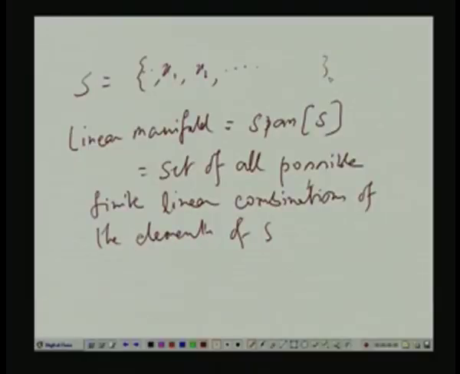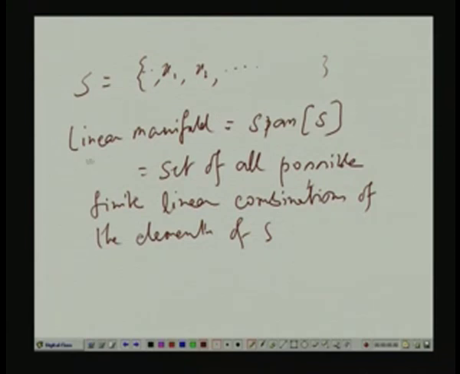finite linear combinations. If you take one element of the linear manifold, which is some linear combination of these elements, and take another element of this linear manifold, which is again another linear combination of the elements of S, and then add the two, the resulting thing also is a linear combination, some new linear combination of the elements of S. So, it also belongs to the linear manifold. So, linear manifold is a vector space.